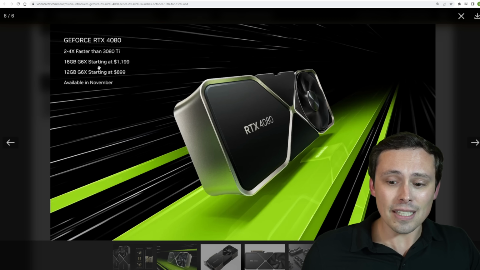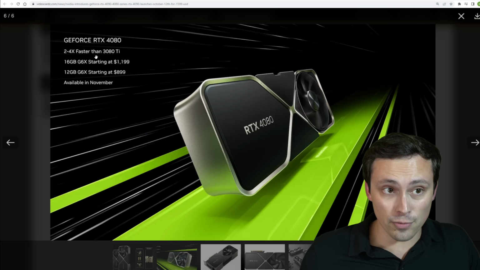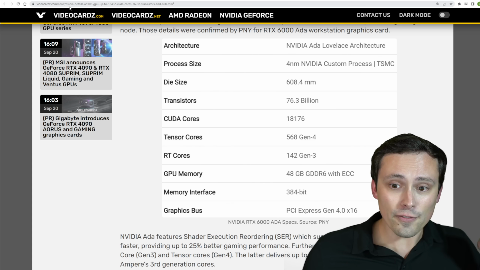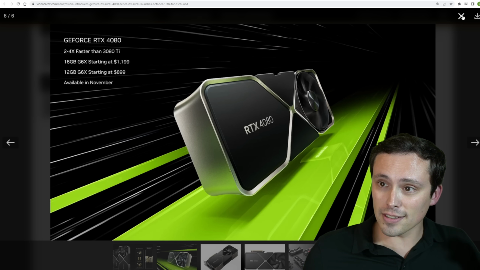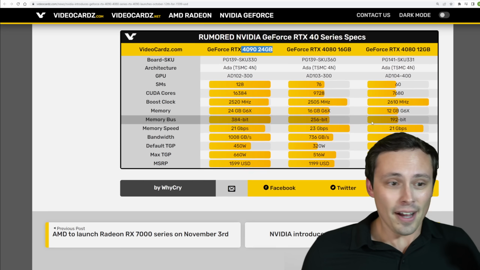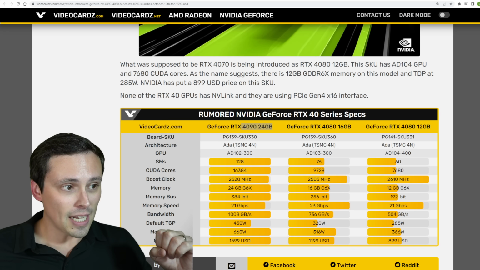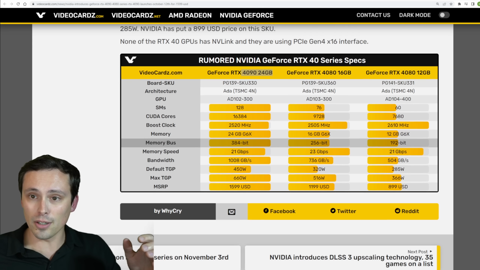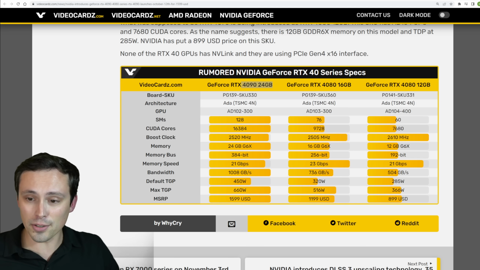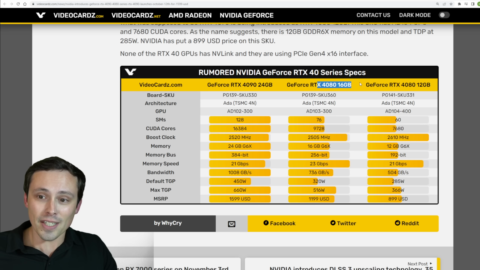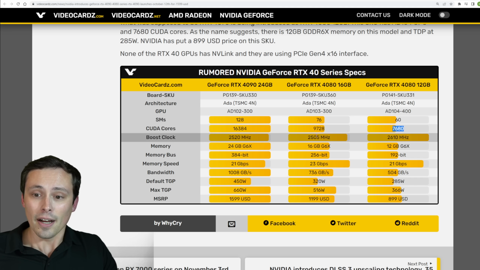Now, let's dive into more of these actual performance differences, okay? Because here's the thing. First of all, that's actually not the slide I was looking for. I could have grabbed this from NVIDIA's website. These are accurate, but I just happen to have this videocards.com article open, and all my sources will be in the description to this video. But here's the thing. The 4080 16GB and the 4080 12GB, as I mentioned, are just not the same graphics card.